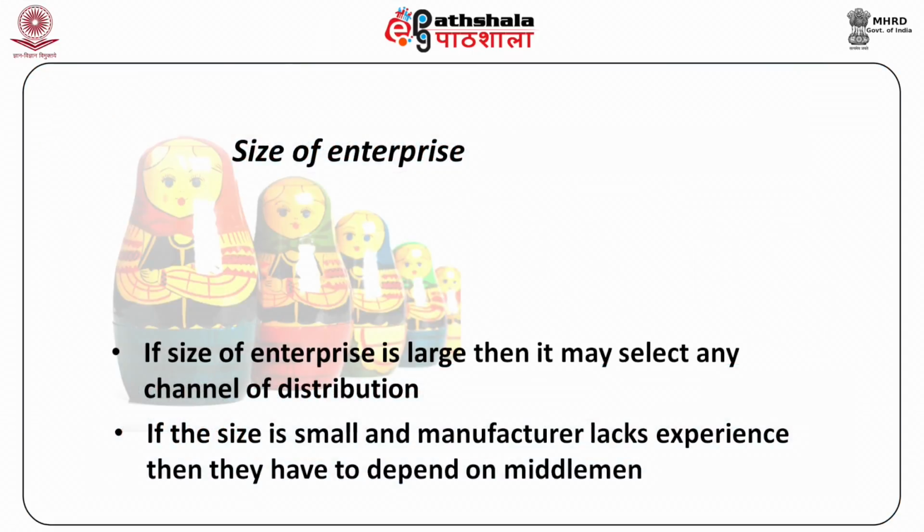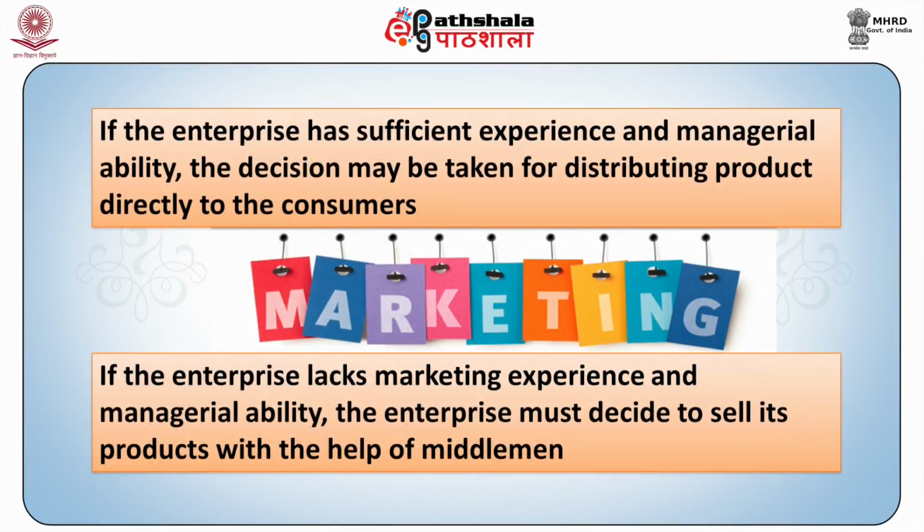Third is size of enterprise. If the size of the enterprise is large, then it may select any channel of distribution, but if the size is small and the manufacturer lacks experience, then they have to depend upon the middleman. Then the fourth is marketing experience and managerial ability. Marketing of goods is an art.